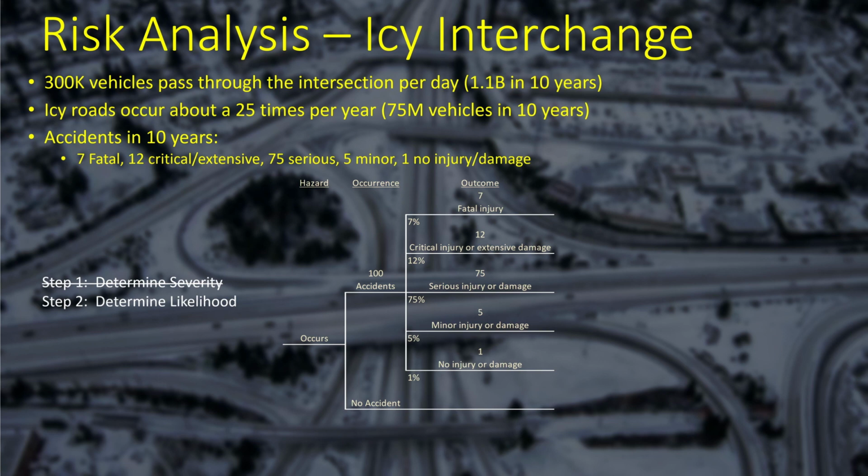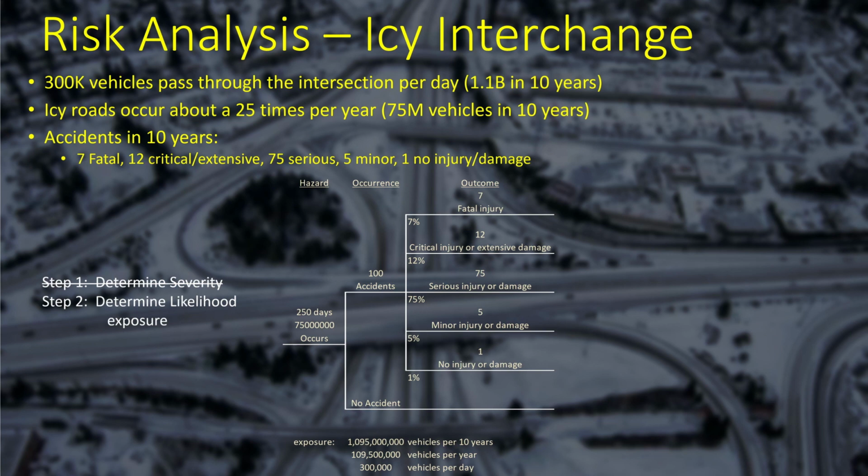The first thing we need to do is take account of our exposure. So what I've done at the bottom is I just took the information above and did a little bit of multiplication so that you can take those 300,000 vehicles per day and see how many there are per year or per 10 years.